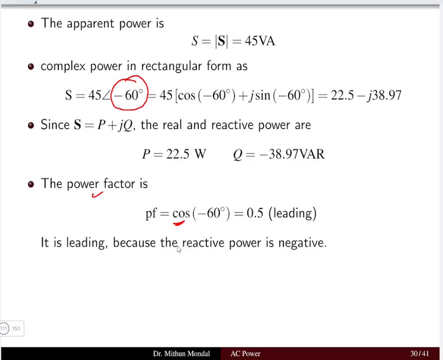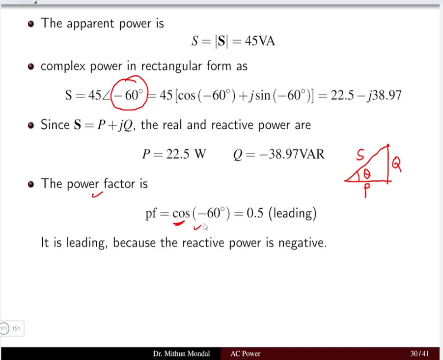We have studied the power triangle in the previous lecture. In the power triangle, we had the hypotenuse as the complex power, the base as the real power, and the height as the reactive power. The angle theta is the phase angle between the voltage and the current, which can be used to determine the power factor.